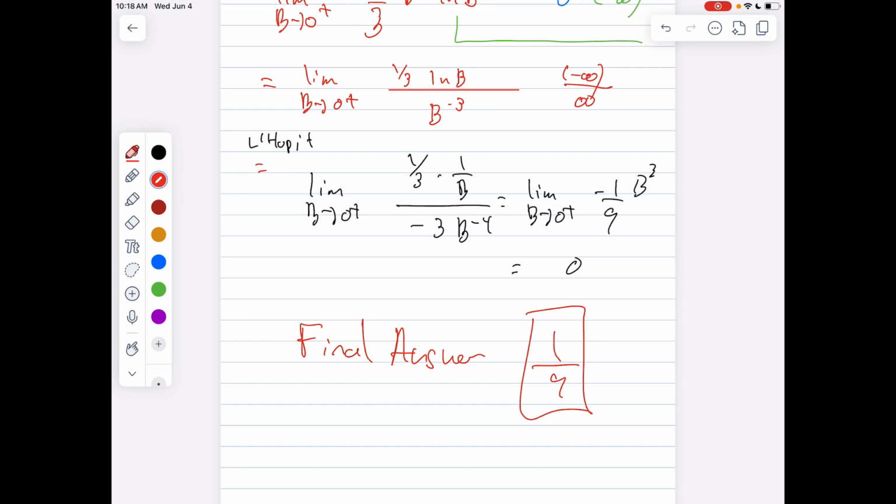In particular, when you're working with integration by parts with an ln, it is often the case, from my experience, that you have to use L'Hopital's rule. So just be aware of that.